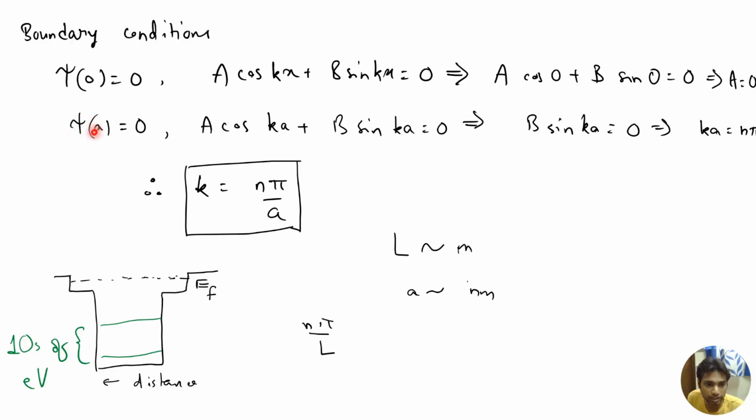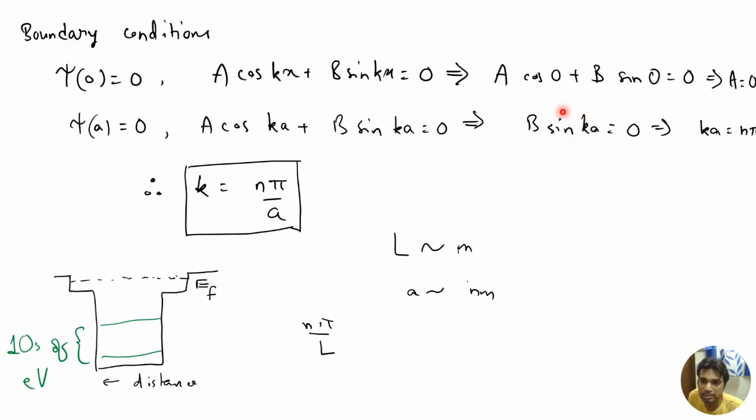So psi of a is equal to 0. Now you replace x by a, so a cos ka plus b sin ka is equal to 0. From here we know that a is equal to 0, so you just put it in. You are left with b sin ka is equal to 0.